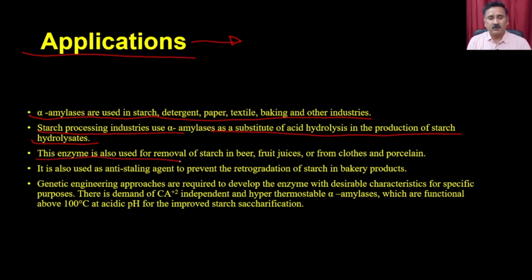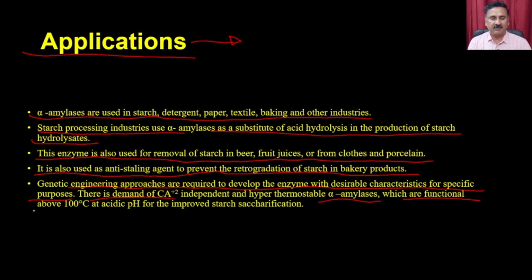This enzyme is also being used for removal of starch in the beer, fruit juices, or from the cloths and the porcelain. It is also used as an anti-staling agent to prevent the retrogradation of starch in the bakery products, and genetic engineering approaches are required to develop the enzyme with desirable characteristics for a specific purpose. There is a demand for calcium independent and hyperthermostable alpha amylase, which is functional above 100 degrees Celsius at acidic pH for improved starch saccharification.